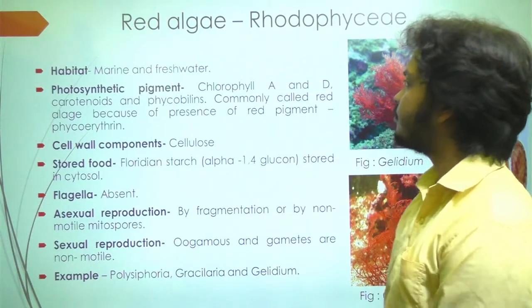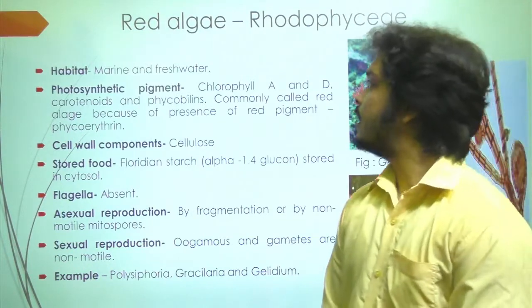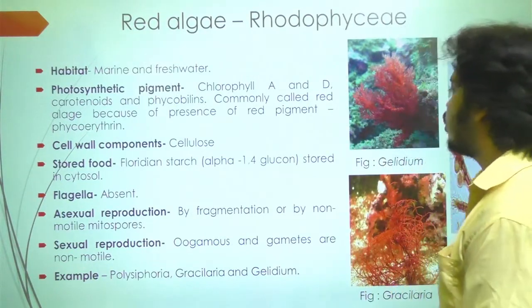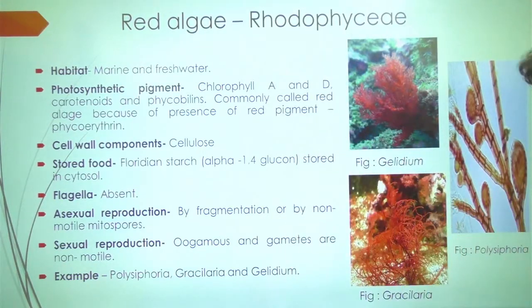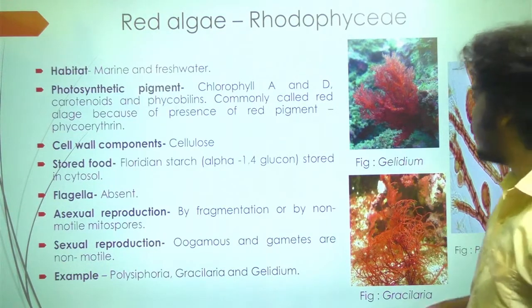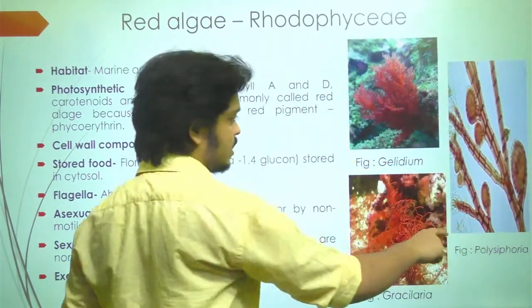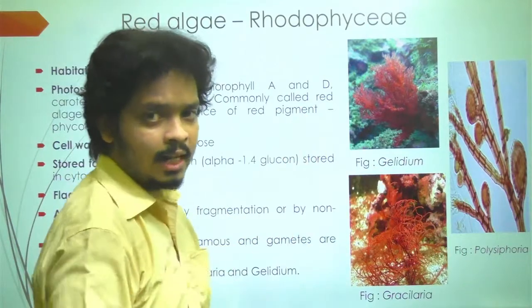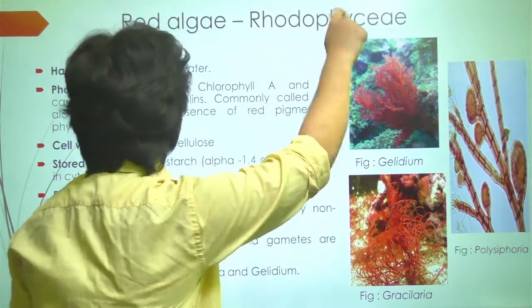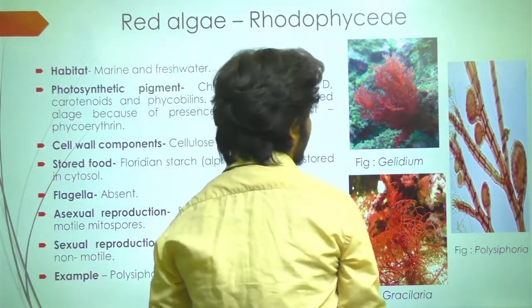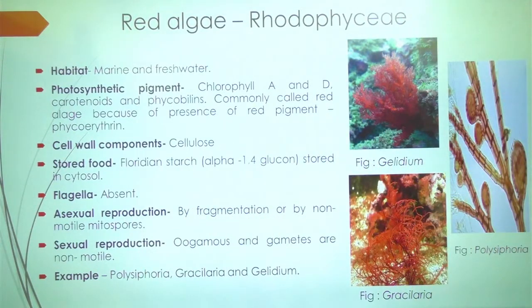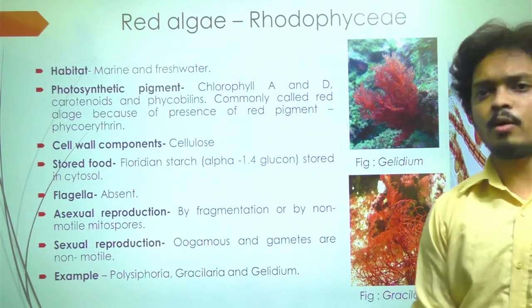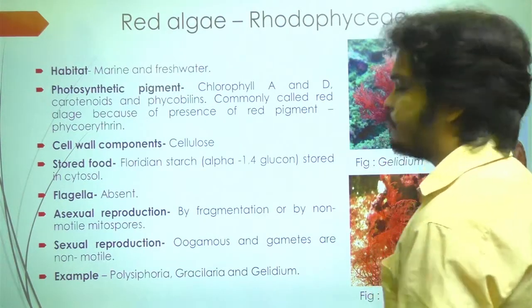Now we are going to learn about red algae or Rhodophyceae. Again, I will show you the picture. Please take a look. If we take a look at this picture, you will find all the algae present here are red in color. That's the reason why they are called red algae, Rhodophyceae. Now they are marine or freshwater. That means you're going to find them in seas and oceans as well as in ponds and lakes.